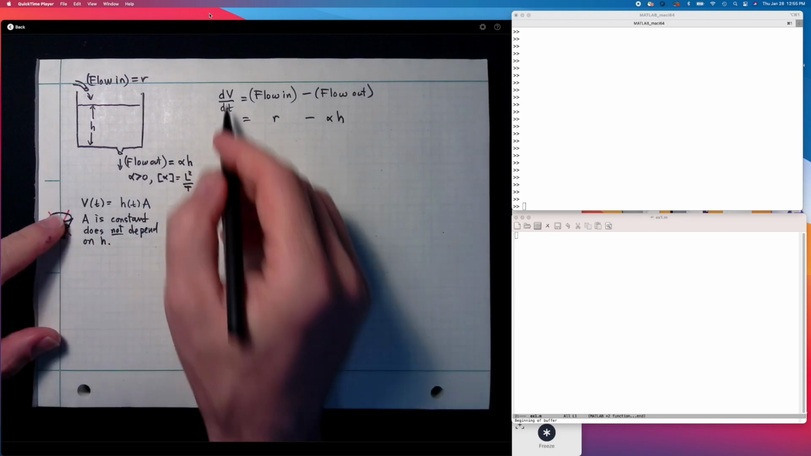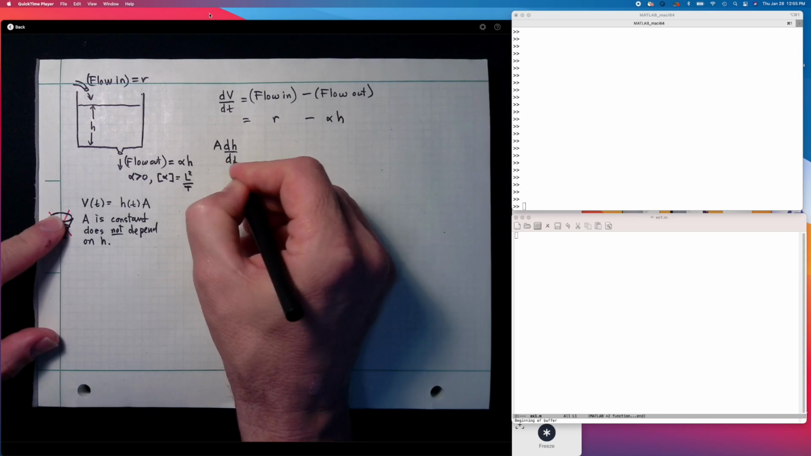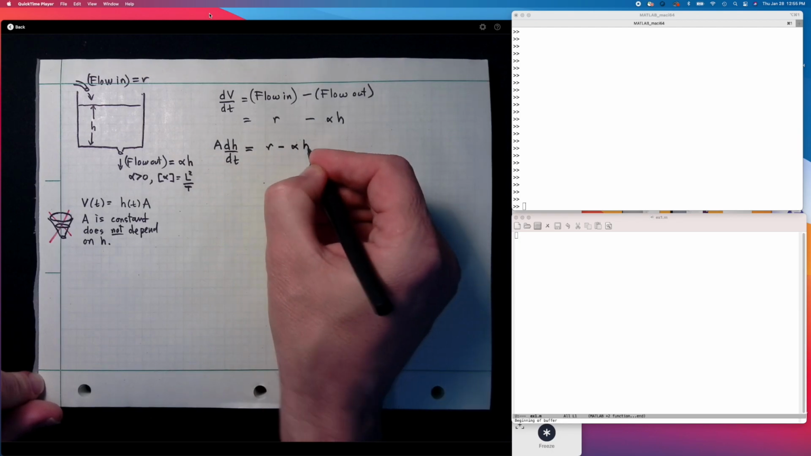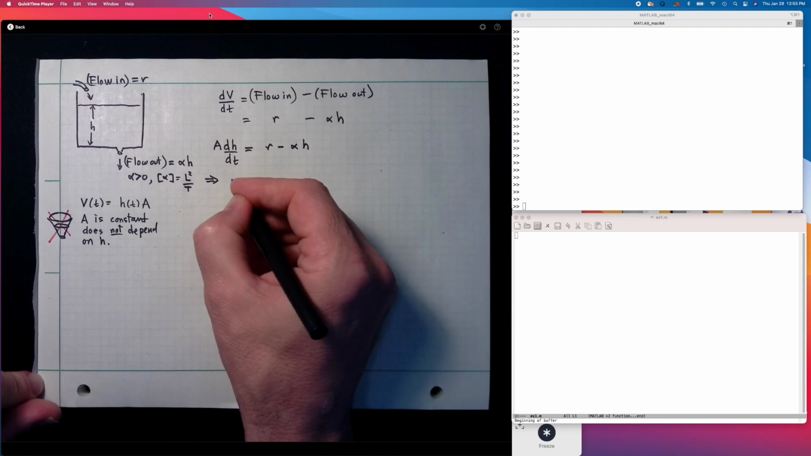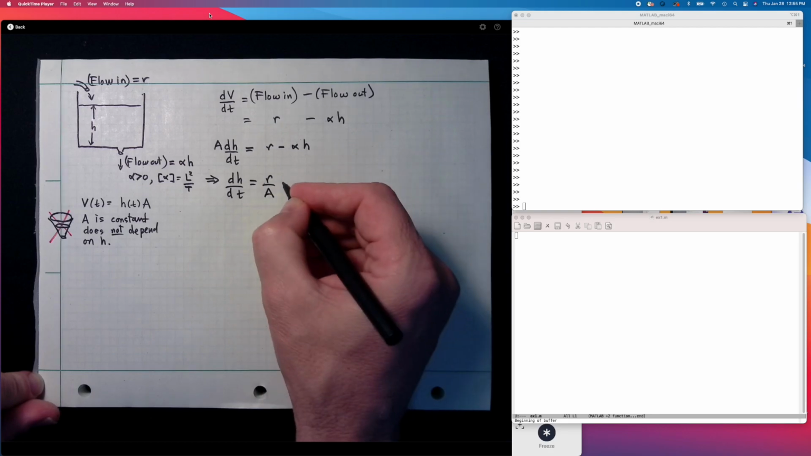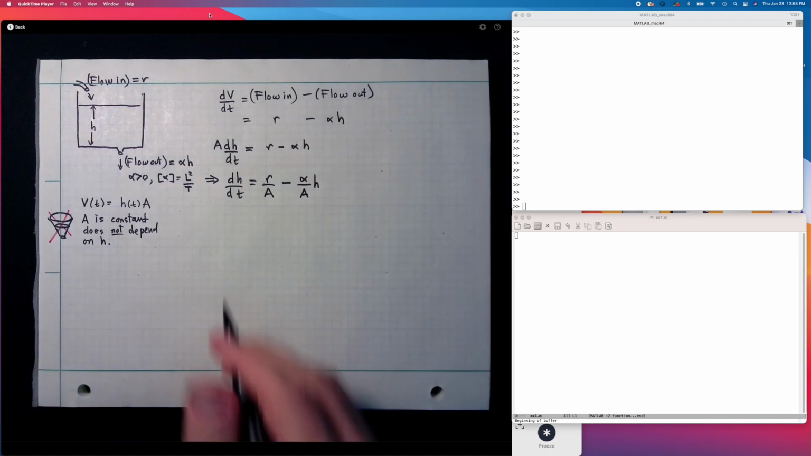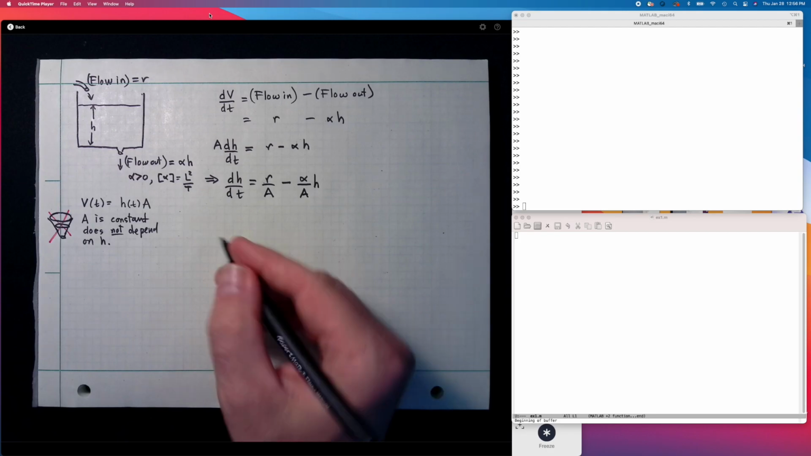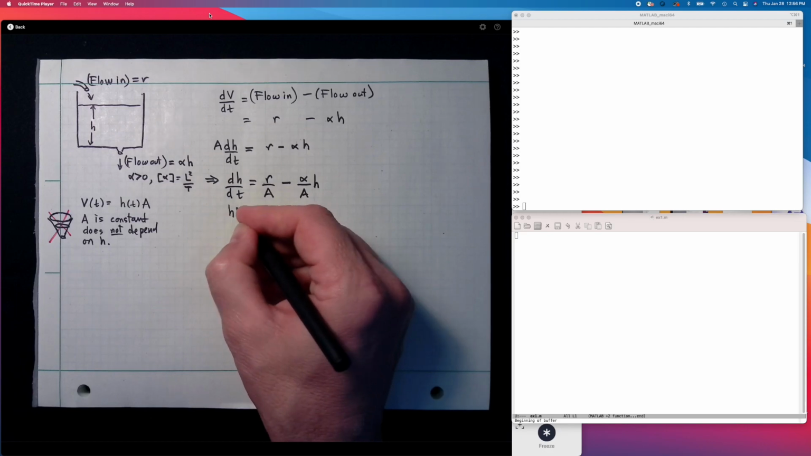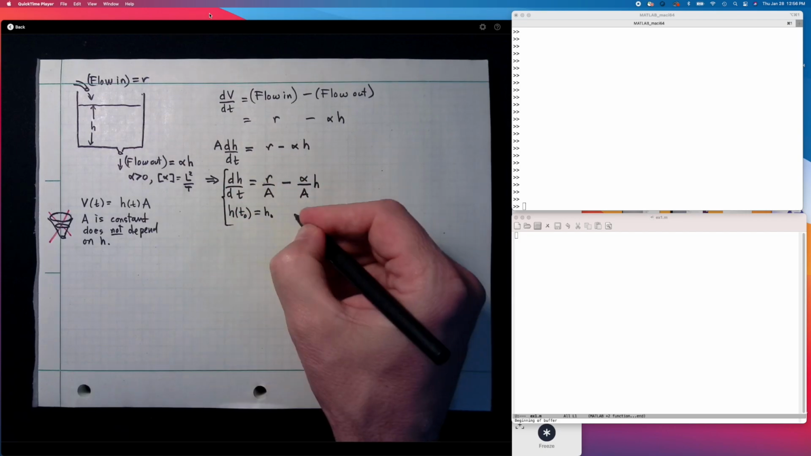And so with this, I can now simplify the equations. A times dH/dt, right? A is a constant, so I could take it out of the derivative, is equal to R minus alpha H. Or, rewrite one more time, dH/dt is equal to R over A minus alpha over A times H. And to make a proper problem, we need to give it an initial condition, and we're going to assume that the initial condition is at time t equals t naught. So H of t naught is equal to H naught. This is the initial condition.